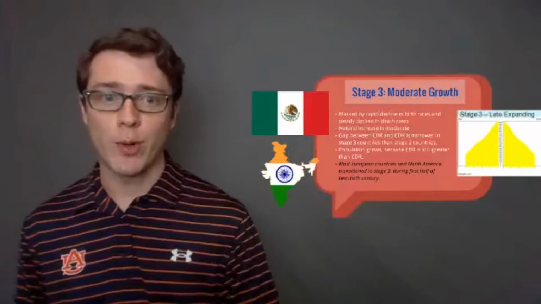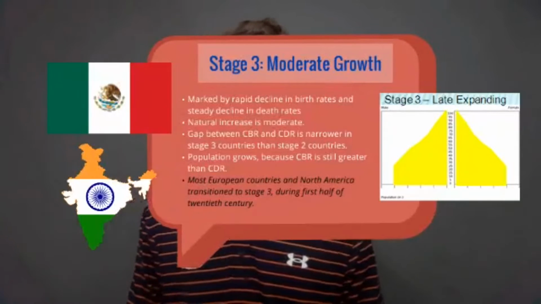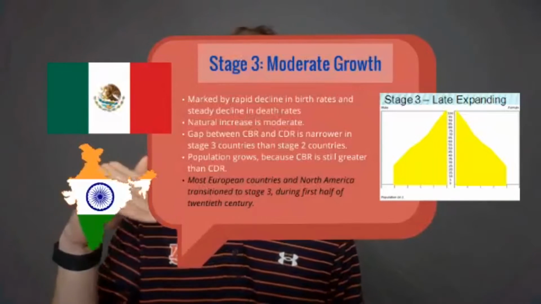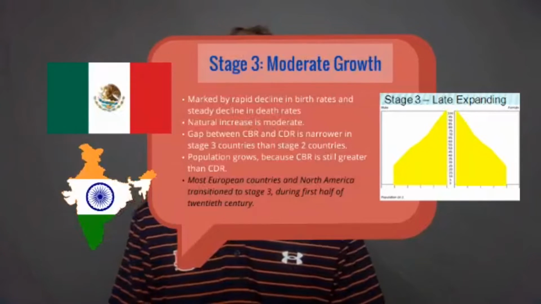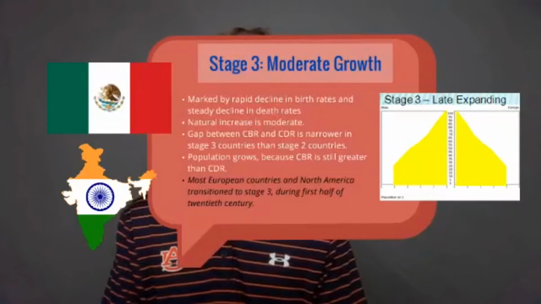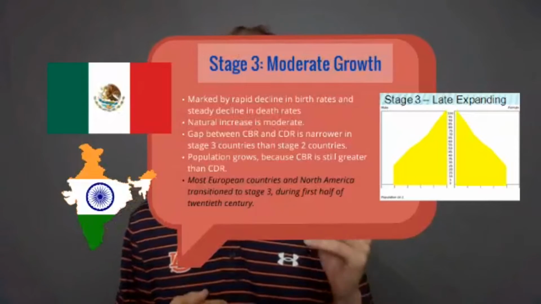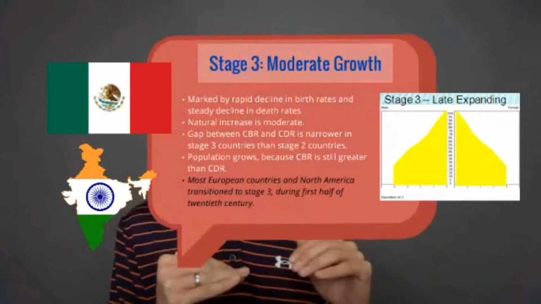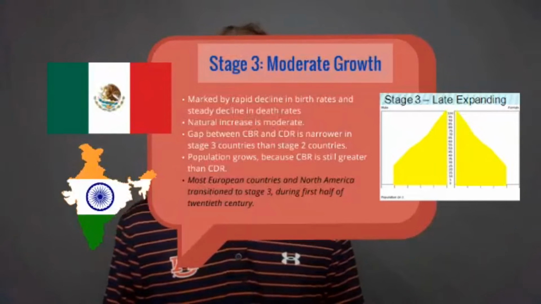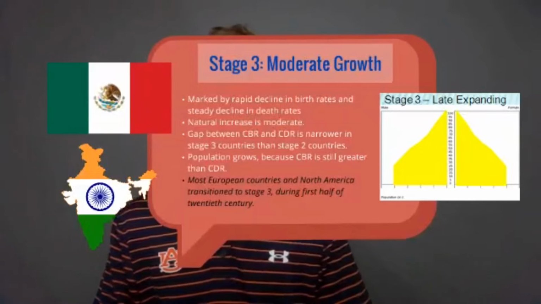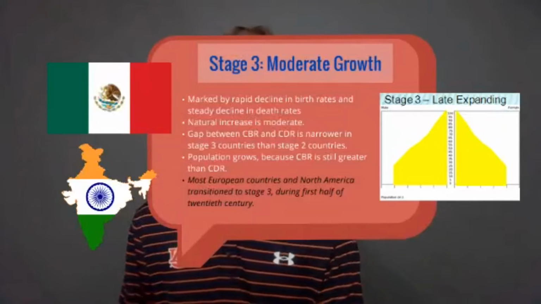So the next stage is moderate growth, stage 3. Stage 3 is marked by the decline in birth rates as it starts to level off and people start having fewer children, and still that steady decline in death rates. The natural increase rate is moderate. So the natural increase is a lot less than stage 2, but we still see extremely high growth because the population that were children during stage 2 still grow up and have their own children. So population continues to grow because the birth rate is still greater than the death rate. Most European countries and North America transitioned to stage 3 during the first half of the 20th century.